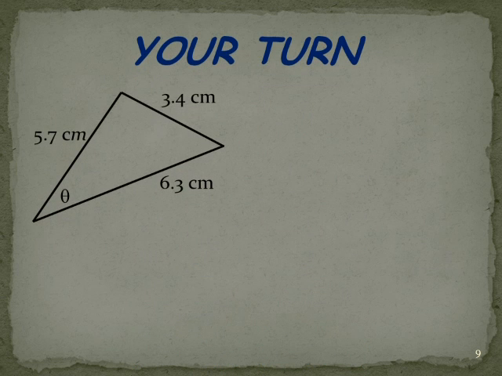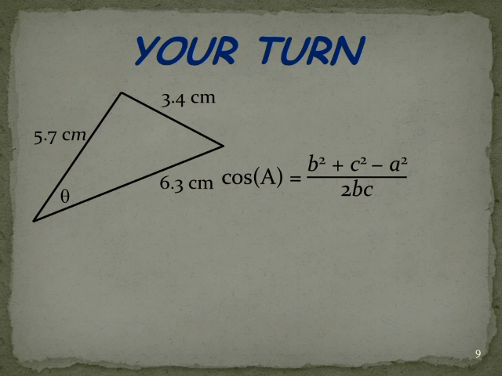Welcome back. Here's the diagram I gave you. Here's the formula we use. Cos A is b squared plus c squared minus a squared all over 2bc. So, label the diagram according to the way you're using the formula.